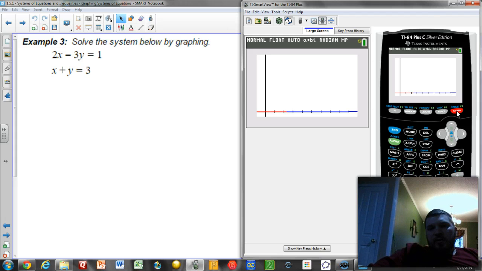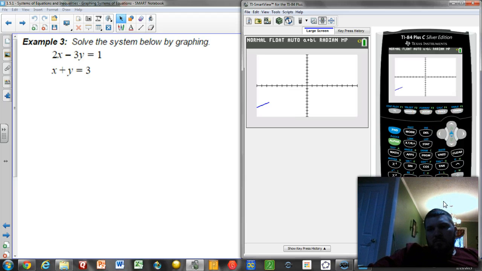Now, as we've done in previous videos, when we use the calculator, anytime we do a new picture, we want to hit Zoom 6. That takes us back to our default screen setting. And again, since we have two lines, we have three things that could happen. We could have exactly one point of intersection. The two lines could fall on top of each other, which would mean we have infinite solutions. Or we could have parallel lines, which mean no solutions. It looks like there's only one point of intersection. That means there's only going to be one solution, so we need to find that ordered pair. We need to find what both x and y are.